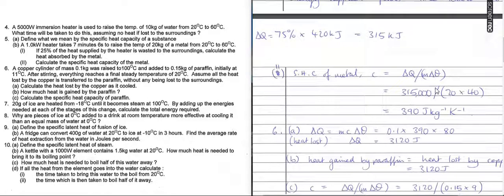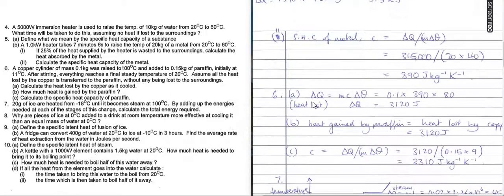M, the mass, is 20 kilograms, and the change of temperature is 40, so that's 60 minus the 20, you see. So if you put all that into our calculator, you should find that you get 390 joules per kilogram per Kelvin, which is the standard SI unit for specific heat capacity.